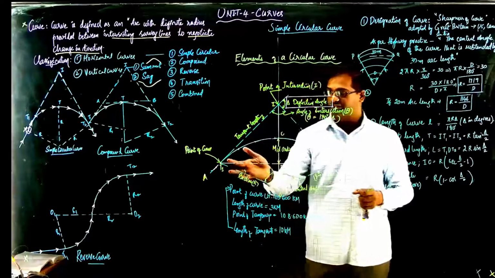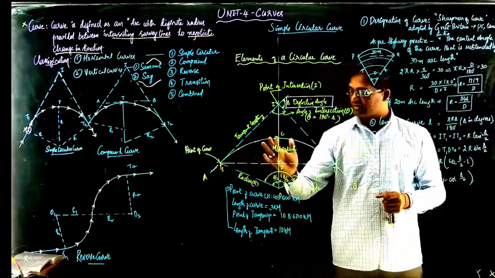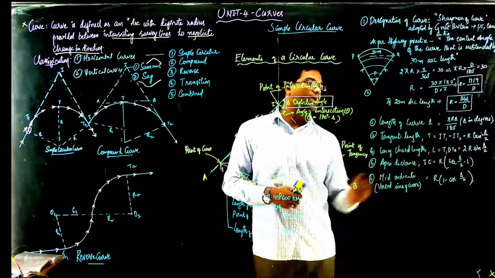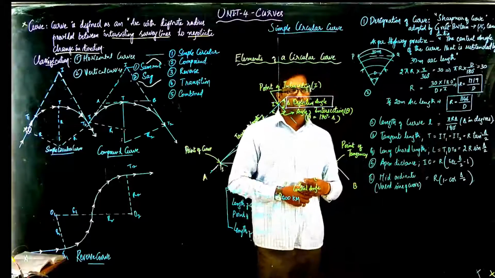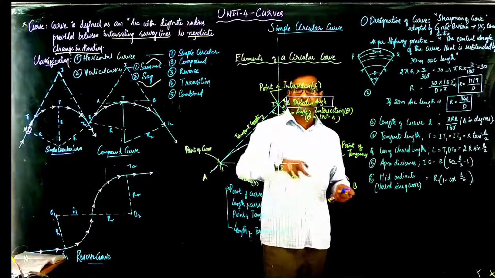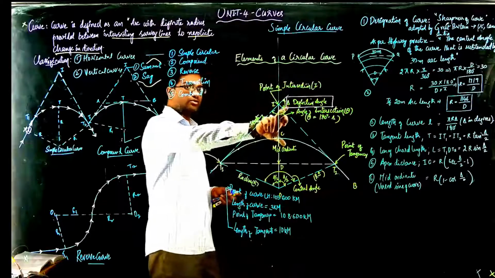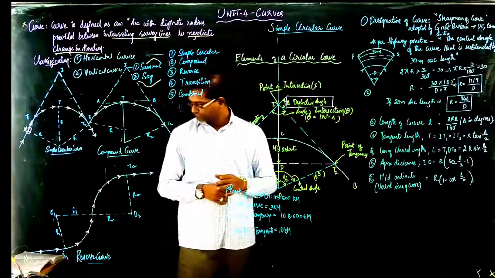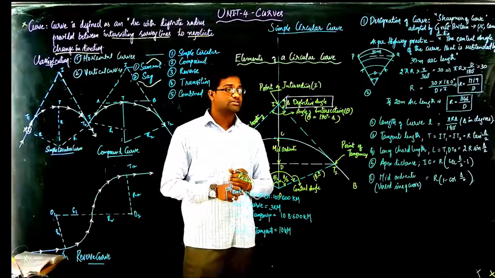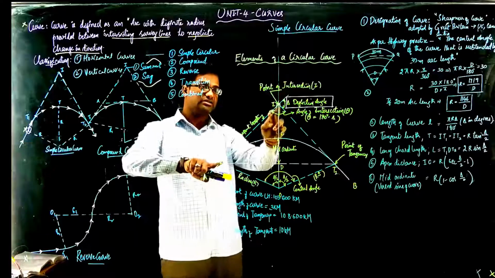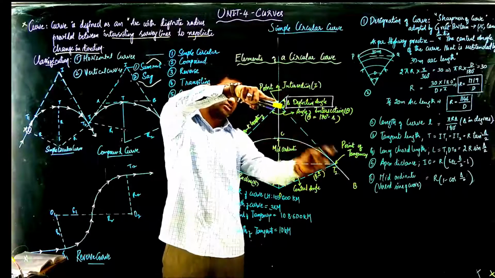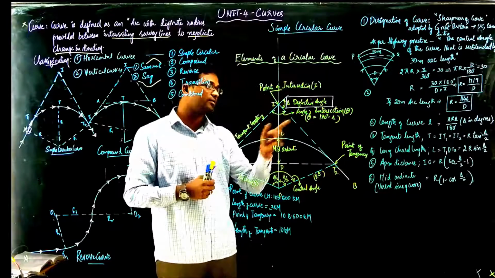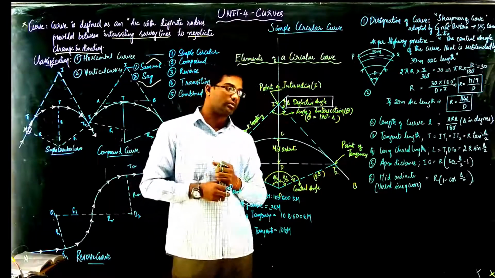What is meant by length of curve? Length of curve is nothing but T1 C T2, which is given by pi R delta by 180. What is delta? Delta is the deflection angle. Then you have tangent length, which is I T1 or I T2. These are both tangent lengths and they are equal. This is given by R tan delta by 2.